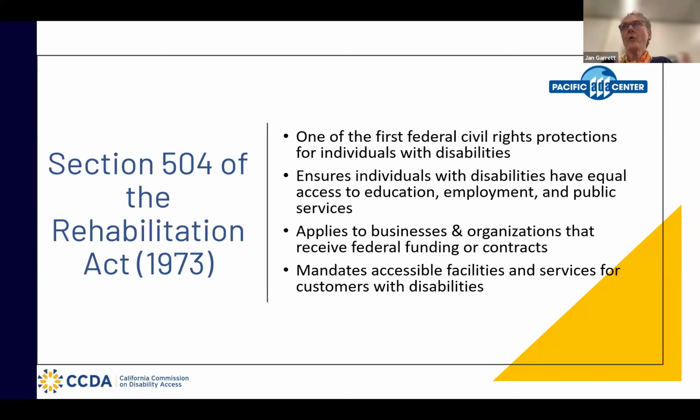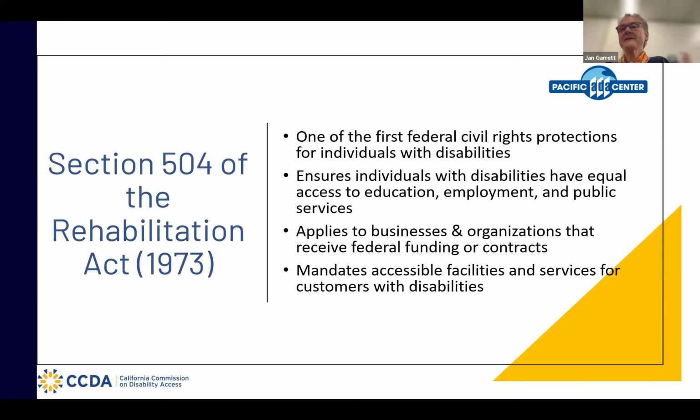But what happened was that the regulations were never implemented. So a large group of people with disabilities had to actually protest for 26 days at the federal building in San Francisco to get the regulations implemented. So that was in 1977.